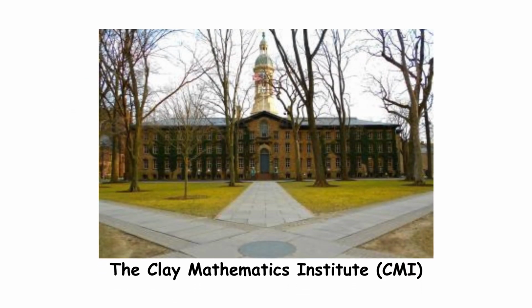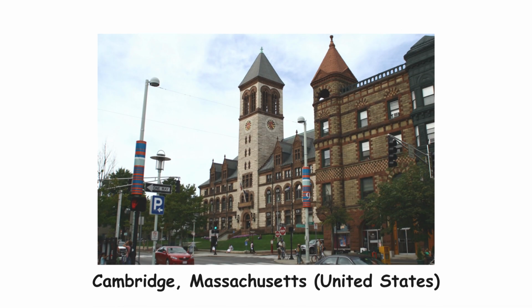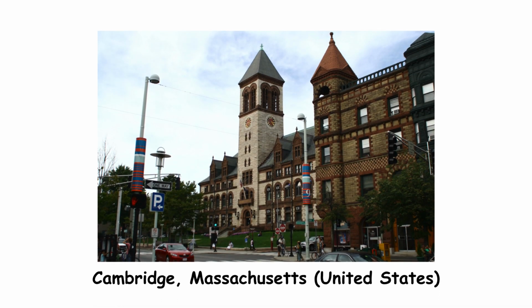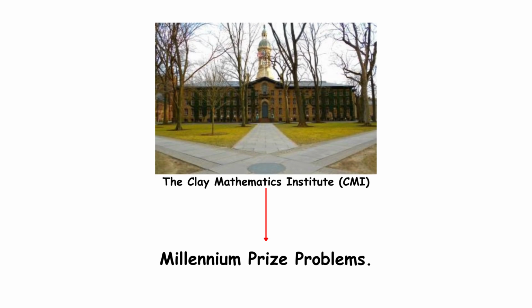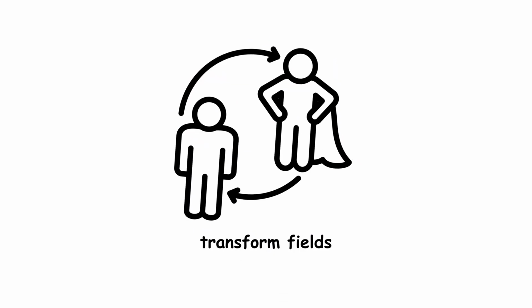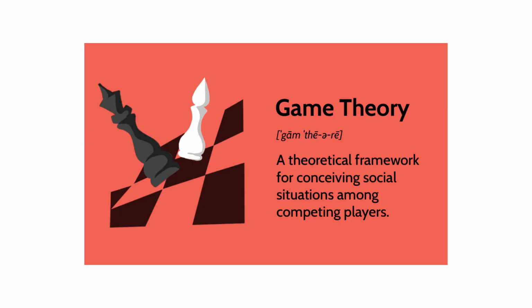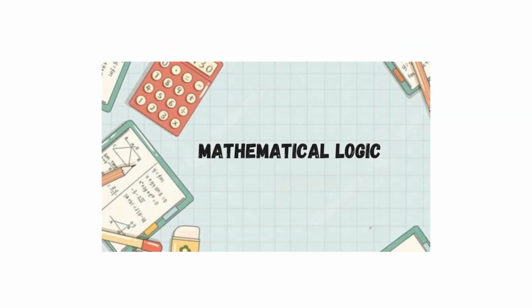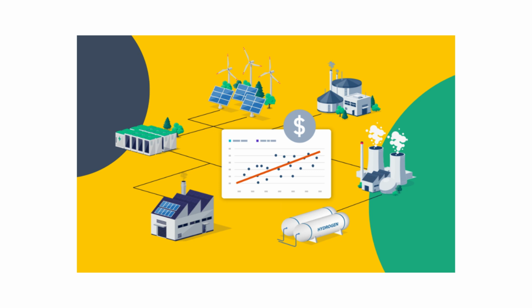The Clay Mathematics Institute, or CMI, founded in Cambridge, Massachusetts of the United States, has included it as one of the Millennium Prize problems. A definitive solution would redefine the limits of what is computable, revolutionize algorithmic complexity, and transform fields such as artificial intelligence, game theory, cryptography, mathematical logic, and optimization systems.